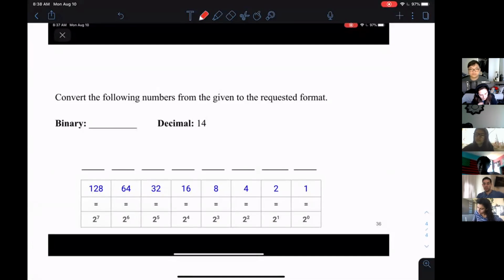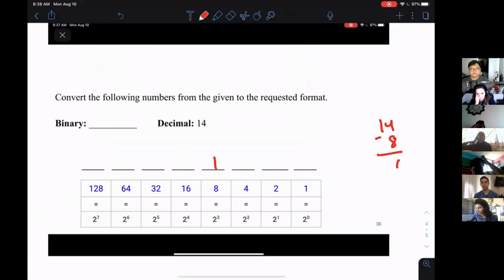Then I'm putting 1, 2, 4, 8, 16, 32, 64, and 128. So step 1, we want to put a 1 in the biggest number that fits inside without going over. In this case, 16 is too big. Now 8 is the biggest number I can use. So we want to put a 1 here in the 8's place. 14 minus 8 leaves me with 6.